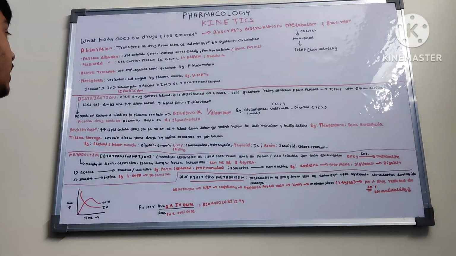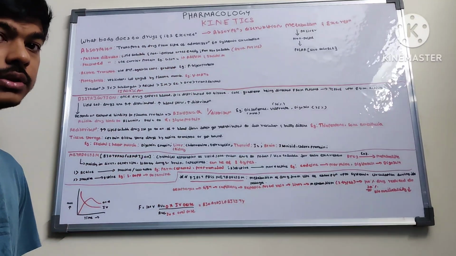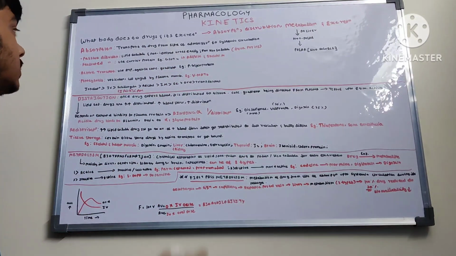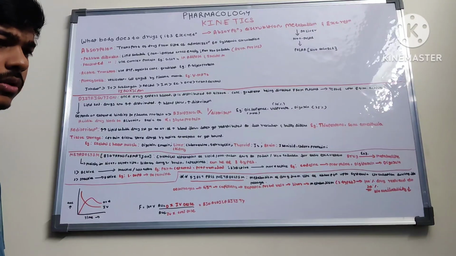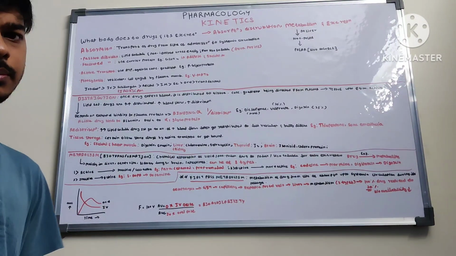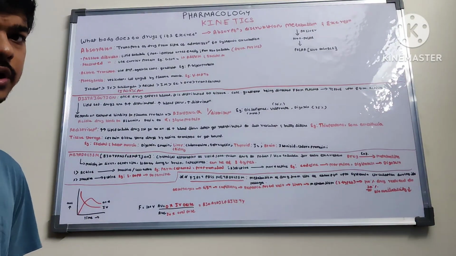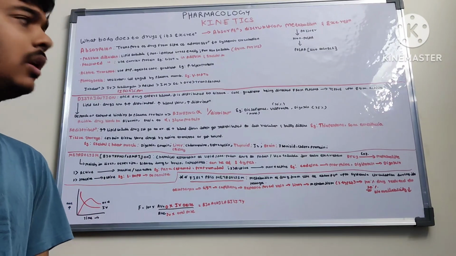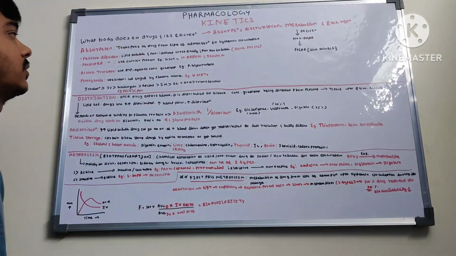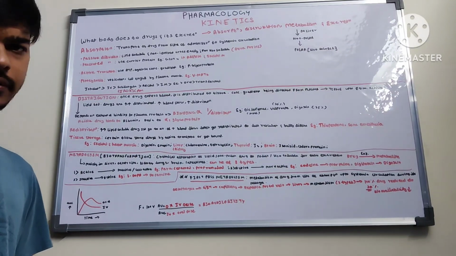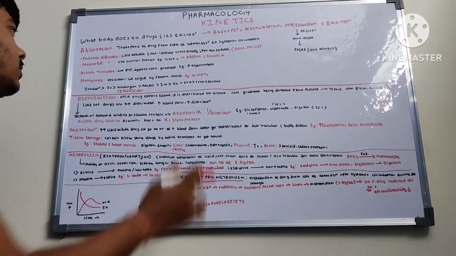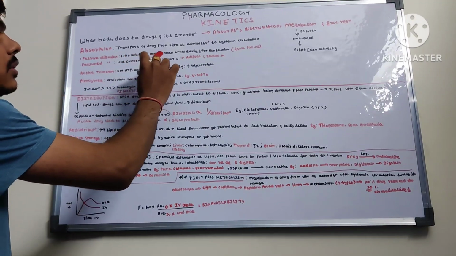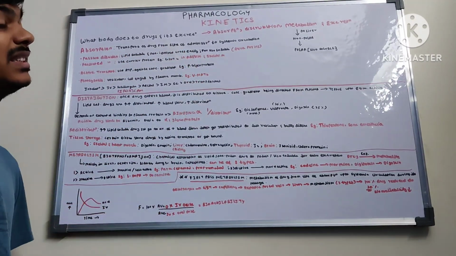There are various mechanisms through which the drug can be absorbed. The first one is passive diffusion. As we know, diffusion is the movement of a substance from one place to another based upon the concentration gradient, from a higher concentration to a lower concentration. In passive diffusion we don't need ATP, we just need a concentration gradient. Lipid soluble and non-ionized drugs cross easily.